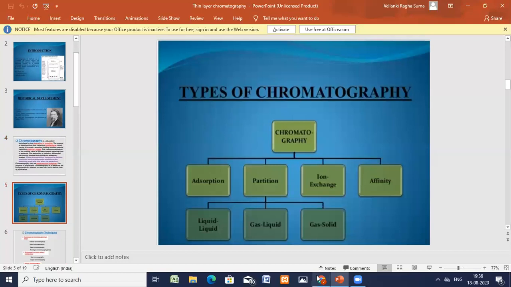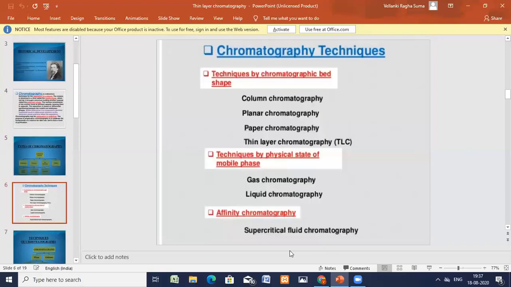Now let us see the types. Before coming to thin layer, let us see the classification. Basically, chromatography is divided into adsorption, partition, ion exchange and affinity chromatography. Again, partition chromatography includes liquid-liquid chromatography, gas-liquid chromatography, and gas-solid chromatography.